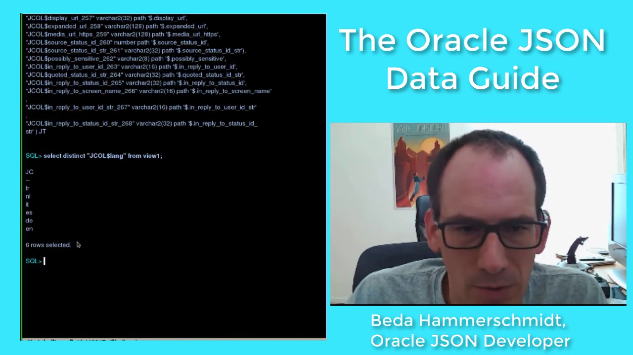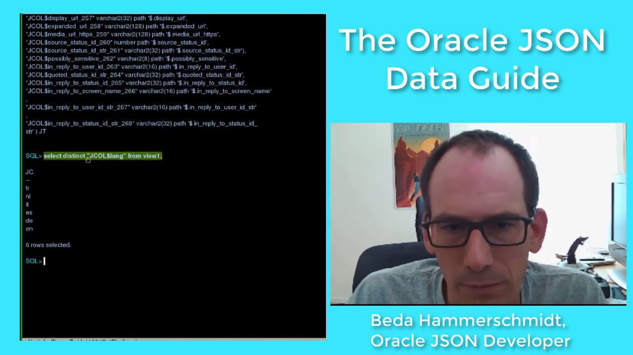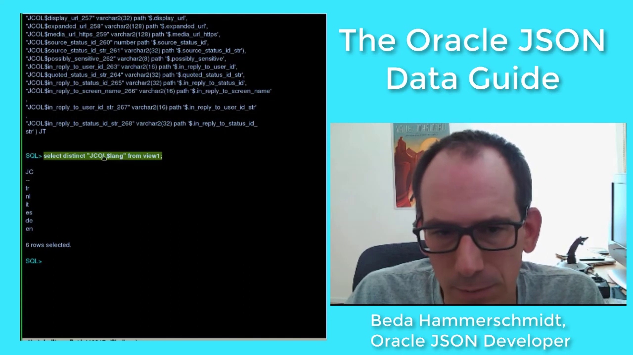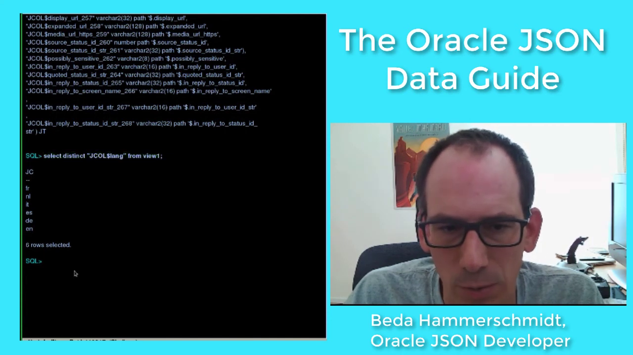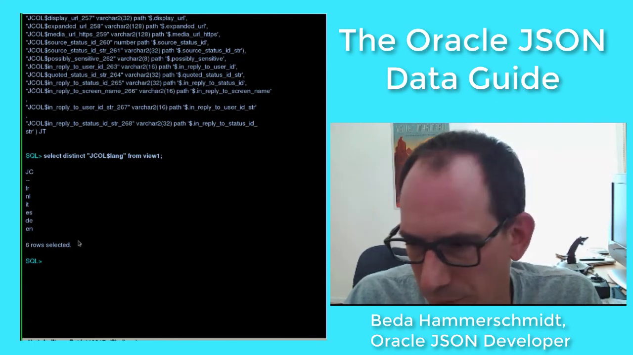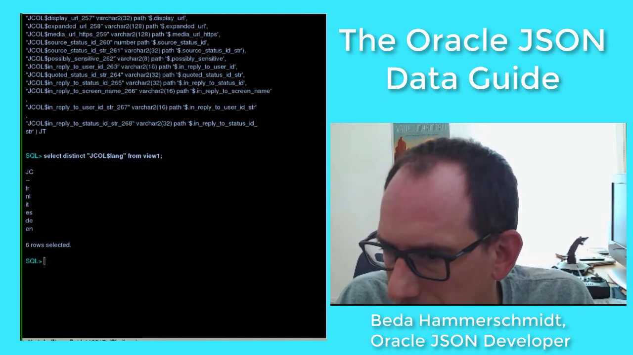So yeah, going back to the query, so we queried this view 1, jcol.lang. Now we see the languages that were used here. It's a different list because it's probably pointing to a different language in our tweet data. So I think this is the language of the tweet and the other was the preferred language of the user or something like this.